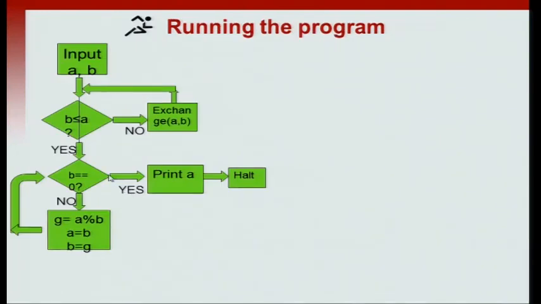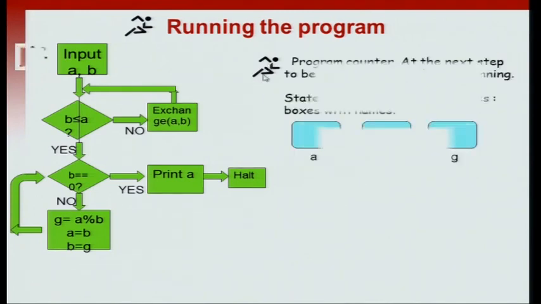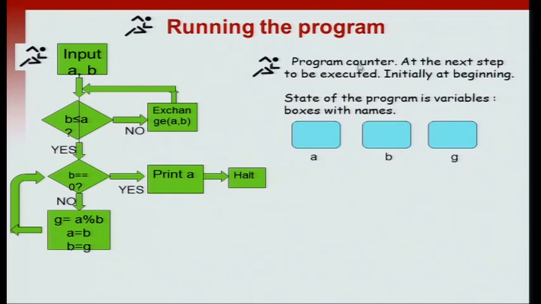Now, let us just dry run the program or the algorithm and see how it computes the GCD of two numbers. Okay. So, I will denote the currently executing statement with an icon, and I will call this the program counter. So, at any point it is the next step to be executed. Initially it is at the beginning of the code where you take the input, and we will have 3 variables which will represent the current state of a program.